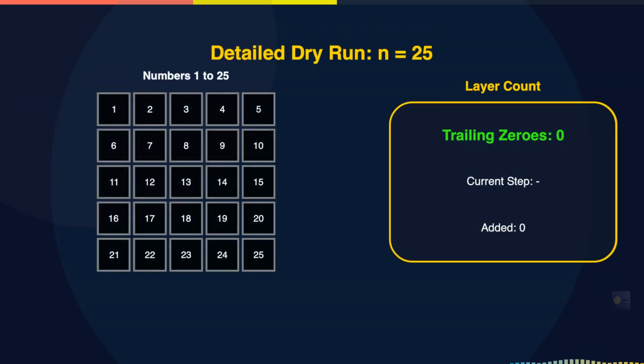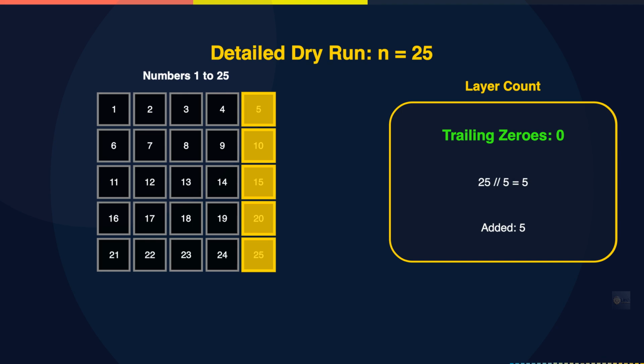Let us dive into the dry run with n equals 25. Look at the screen. We have our input n, and our result tracker starting at 0. First, we calculate 25 divided by 5. That gives us 5. These are the multiples 5, 10, 15, 20, and 25. Each of these gives us at least one trailing zero. We update our result to 5.